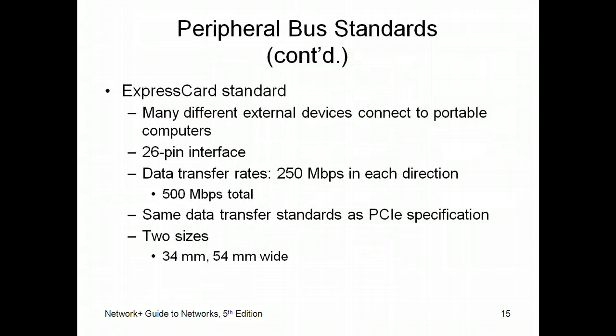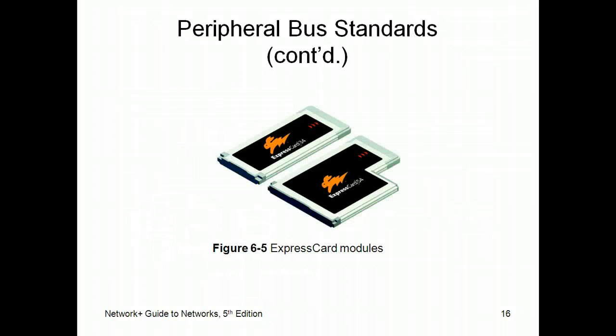Then the Express standard came out. Many different external devices came out on this one now to connect to portable computers. They had a 26-pin interface, a lot of little pins, very tiny, almost hair in circumference, very small. Data transfer rate was pretty good though. Went from 250 megabits per second in each direction. Same data transfer as a PCI Express. And they had a 34 millimeter and a 54 millimeter width to these. And that's what those look like.